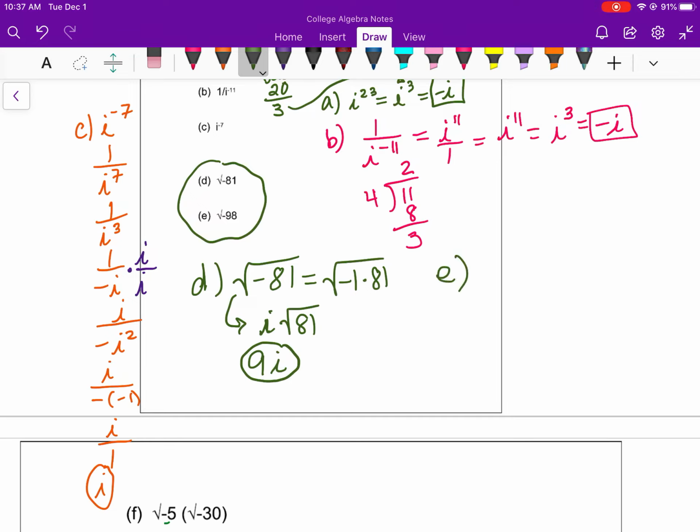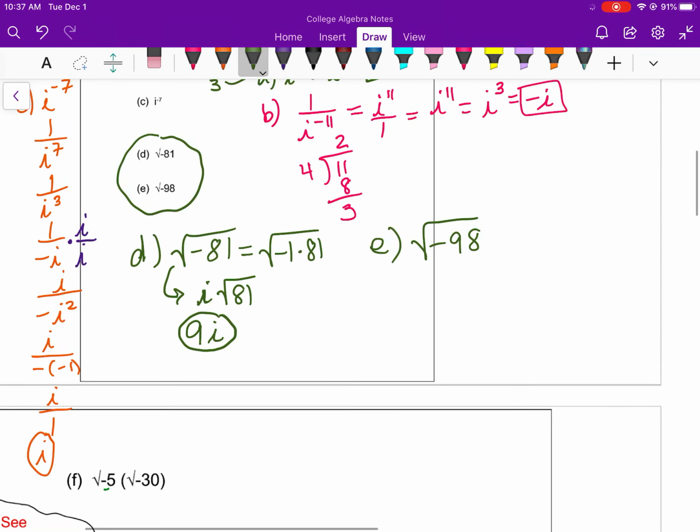On E, it's the square root of negative 98. And that is going to be an i out front and then a 98 underneath. Now, some calculators are going to go ahead and simplify that for you. In college algebra, you can always use a scientific calculator. All quizzes, tests, everything is taken with a scientific calculator. So if your calculator breaks down the square root of 98 for you, by all means use that function. If it doesn't, you're going to have to break it down.